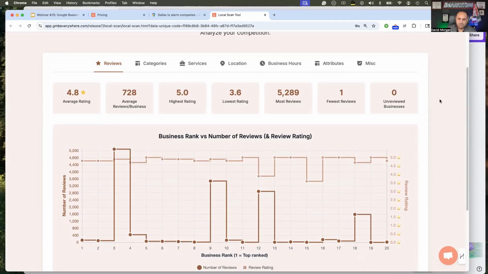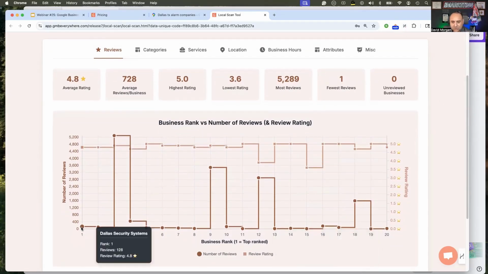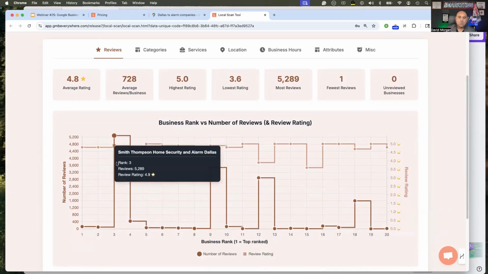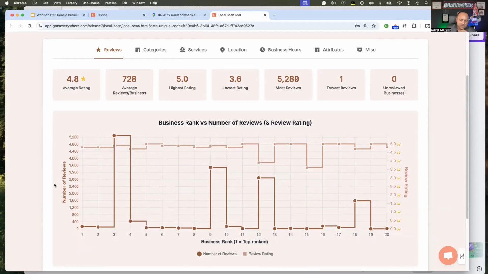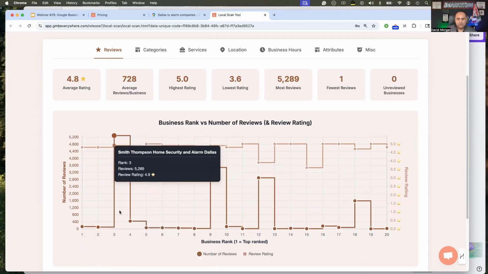Okay, so once again, with that specific search, it will let us know, based on who's number 1 through 20, what their attributes are. For example, we're in the review section. Number 1, Dallas Security Systems, ranks number 1 for this particular keyword. They have 128 reviews with an average review of 4.8. Number 2 is Allied Home Security and Alarm Monitoring Dallas. They have 100 reviews and an average star rating of 4.8. Number 3 is Smith Thompson Home Security and Alarm Dallas.